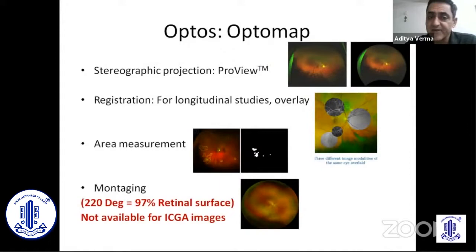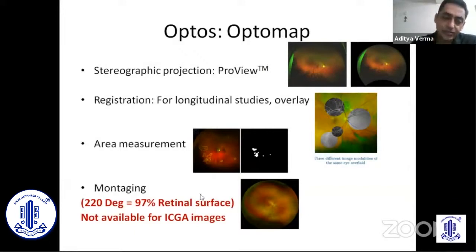The registration software is an overlay technique which we have been doing with the FF4, the 450 plus Zeiss camera, and it is helpful for longitudinal studies as well as for seeing what happens to the lesions over time. Area measurement is done when the area has been marked by the graders, and the white pixels can be assessed accurately with the help of present day software like ImageJ, GIMP, or Photoshop.